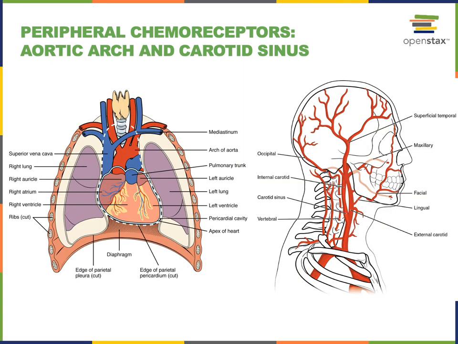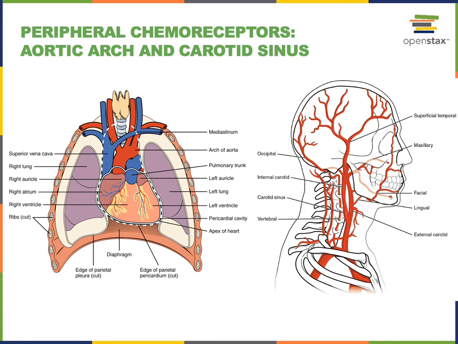There are also peripheral chemoreceptors located in the aortic arch and the carotid sinus near the location of the baroreceptors that monitor mean arterial pressure by detecting stretching of the large arteries. The peripheral chemoreceptors monitor the pH of the arterial blood, carbon dioxide concentration, and oxygen concentration of the arterial blood.